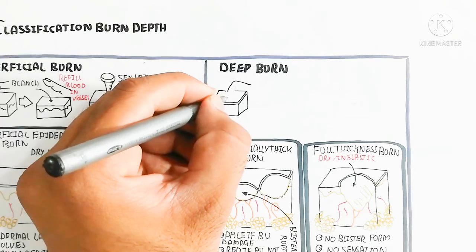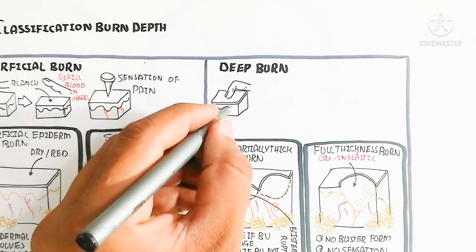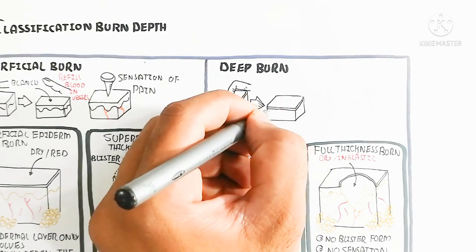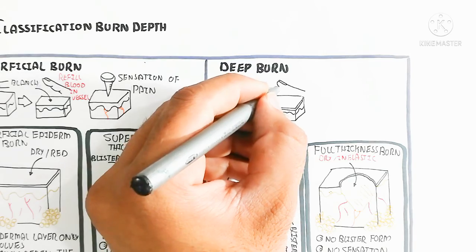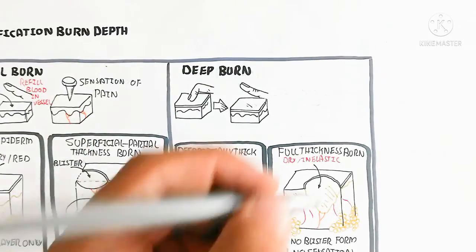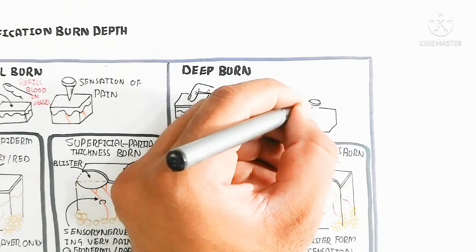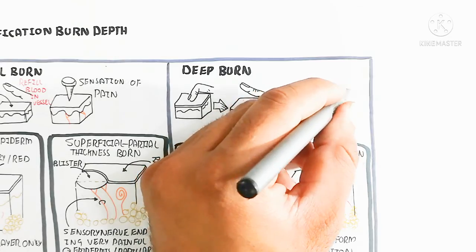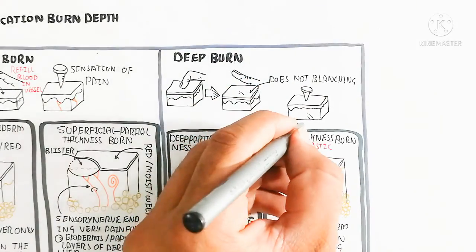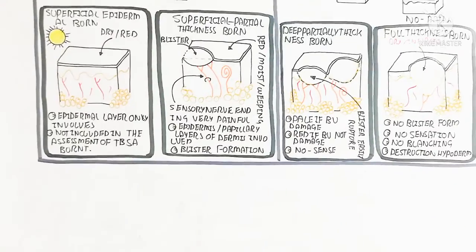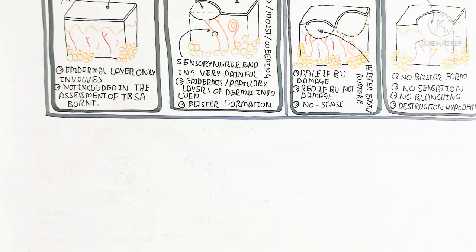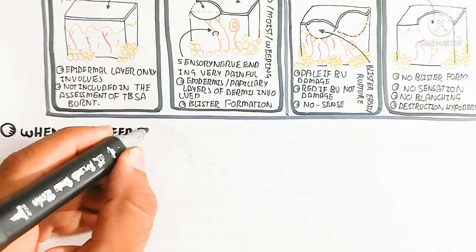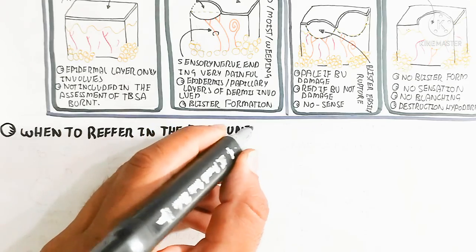So here is the deep burn. In deep burn during blanching, there will be no blanching and no refill of the tissue. It means perfusion will not occur, and without perfusion necrosis will occur, the cells will be injured more, and the cells will not recover again. On the other hand, there is no pain. That is why the deep burn damages the nerve endings as well as blood vessels, which is the major characteristic of the deep burn.